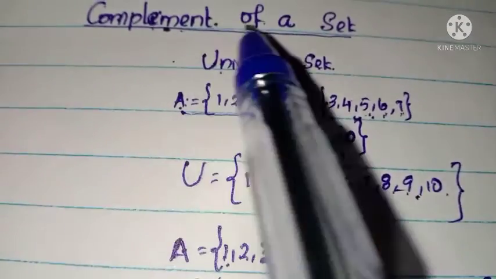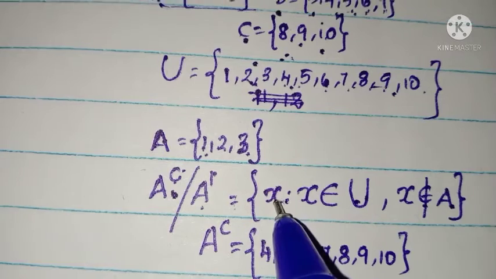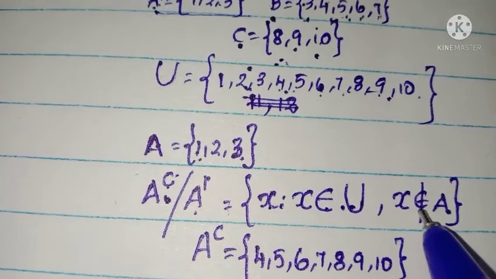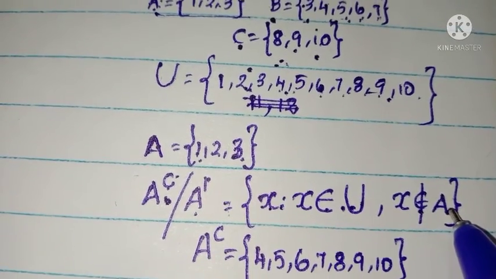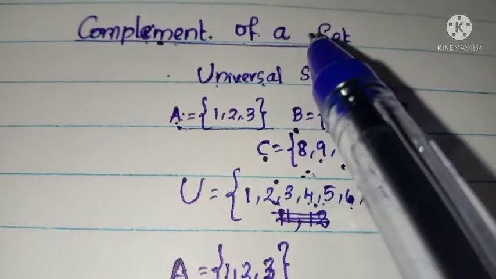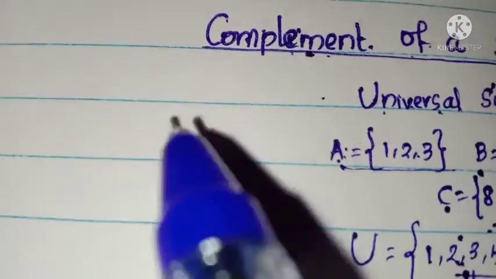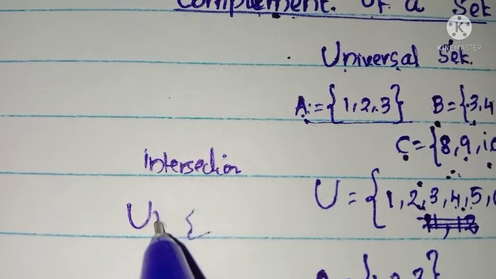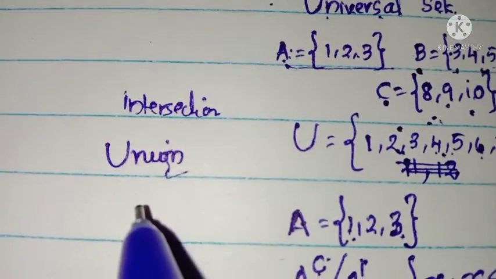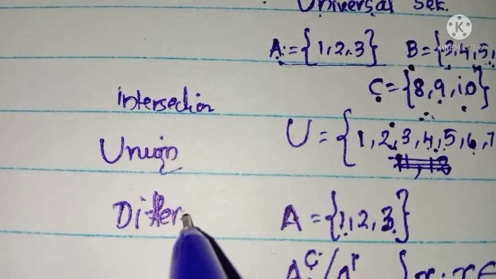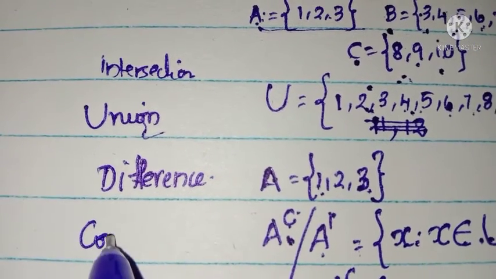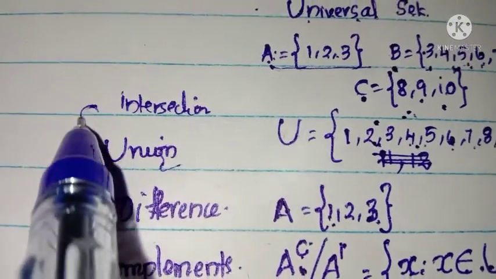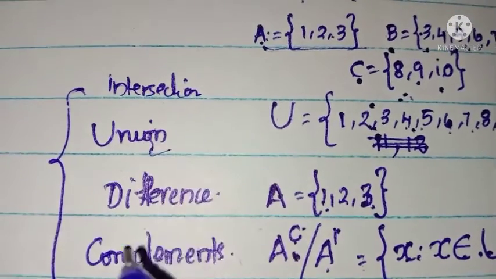So complement of a set is the set of all x elements such that x belongs to the universal set and doesn't belong to the given set. Okay. So this is the last operation defined on sets. We discussed intersection of two given sets, then union of two sets, third one difference between two sets, and finally complement of a set. So these are the main operations defined on sets. So study well all these operations.